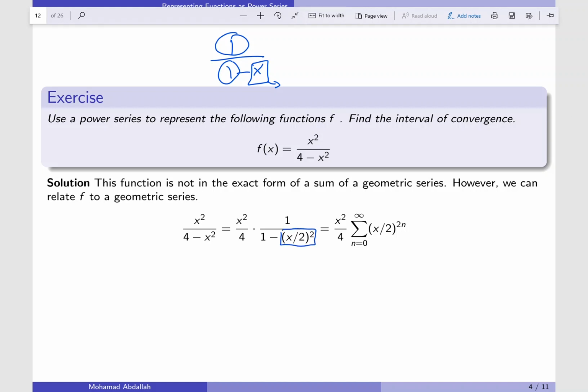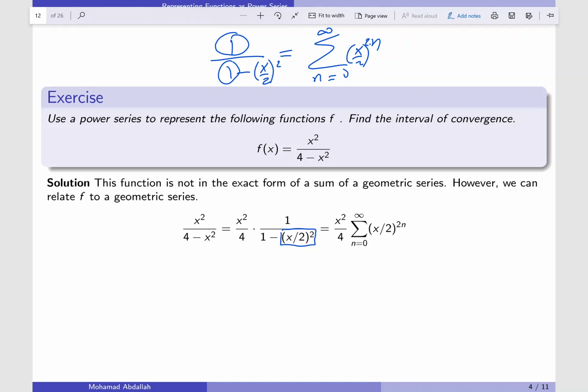Okay. Now I can apply the fact that this is equal to the sum of x to the n from n equals 0 to infinity. But in this case, I don't have x. I have x over 2 squared. So I'm going to put here x over 2 squared, so that's going to be 2 times n. And this is the series.